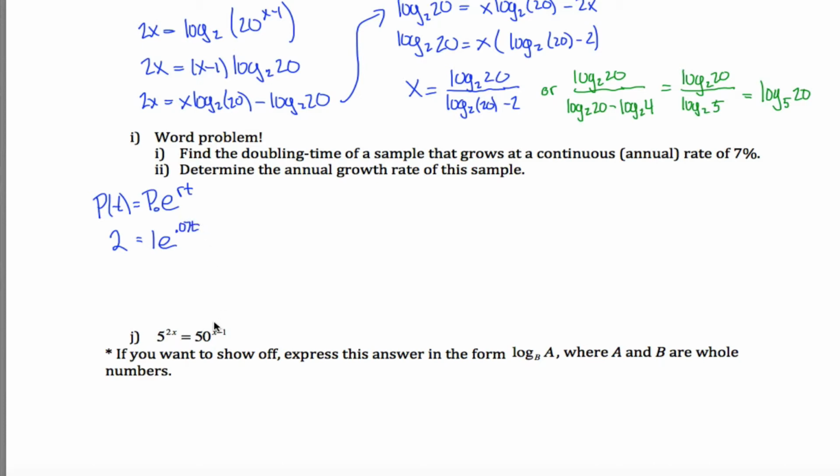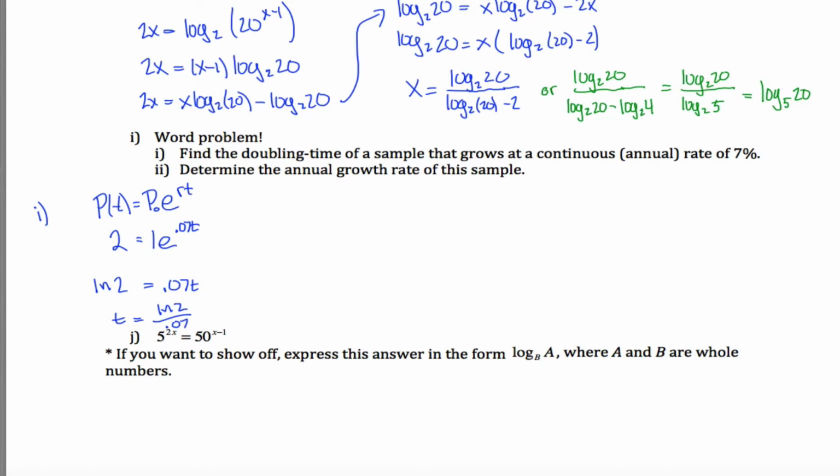E raised up to the r, the rate is 7%, so I'm going to put a 0.07 t in here. And so now to solve this, just take the natural log of both sides. Get natural log of 2 is equal to 0.07 t, and therefore t is equal to the natural log of 2 divided by 0.07. So for part 1, find the doubling time, that time right there.